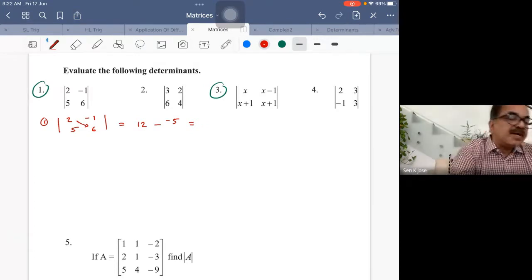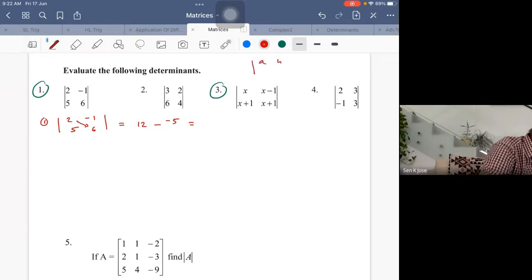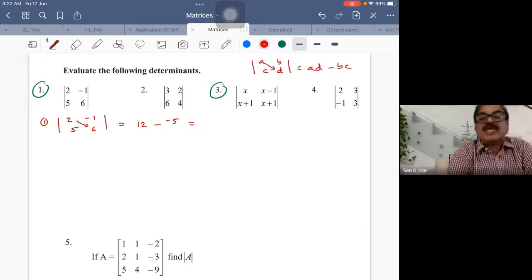In case anyone has forgotten, determinant A, B, C, D: how do we evaluate? Always do AD first, AD minus BC. That's how you expand a determinant. Determinant A, B, C, D will be AD minus BC. Okay, so this is going to be 17.